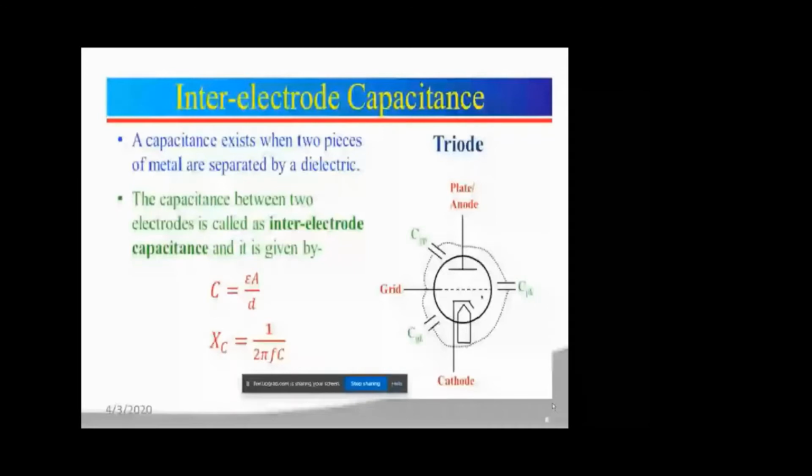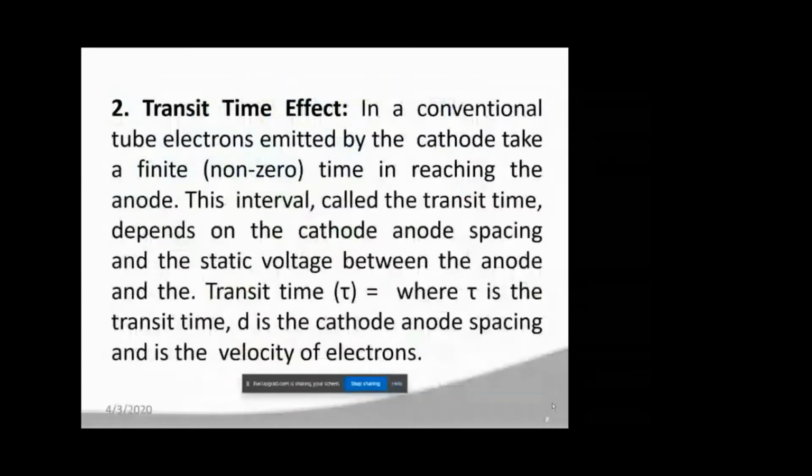Now the second reason is the transit time effect. In conventional tubes, electrons emitted by the cathode take a finite time in reaching the anode. This interval is called the transit time, that is, the time when the electron travels from one place to another. This interval depends on the cathode anode spacing and the static voltage between the anode and cathode. The transit time tau depends on d, the cathode anode spacing, and the velocity of electrons.